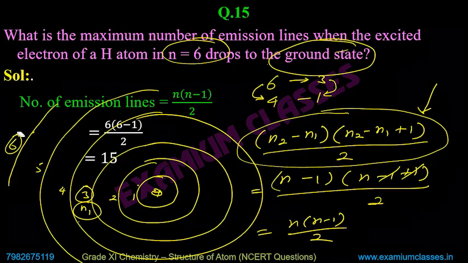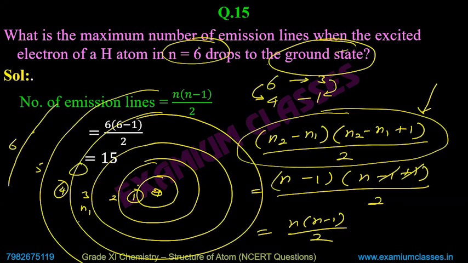Suppose I consider 4 to 1. Again, how many shells or orbits are you considering? 1, 2, 3, 4. These many you are considering. And if you are going from 6 to 3, how many? 1, 2, 3, 4. So the difference is 4 levels only. So even then you can use the formula intelligently and you will get the same answer.